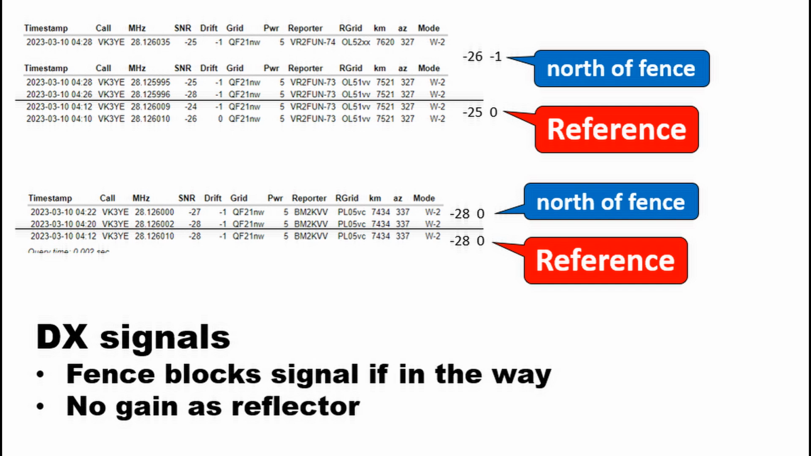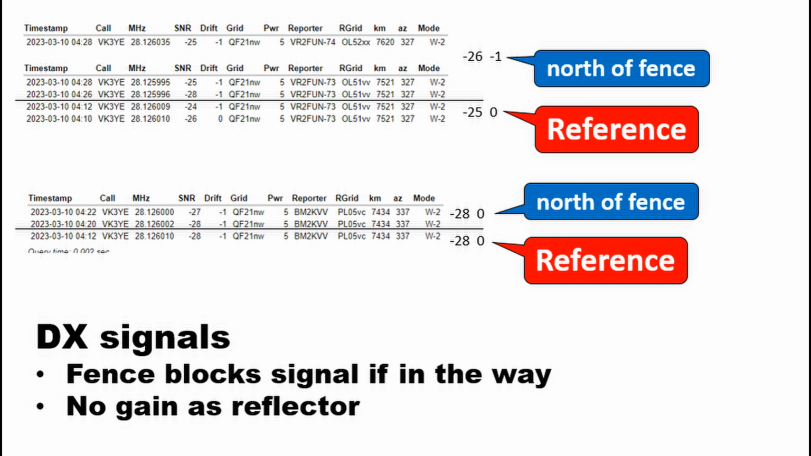327 degrees and BM2KVV, not far away, I don't think, at 337 degrees. So around 7,500 kilometres away, almost due north. That's 360 degrees. Anyway, you'll notice there's only two cases where I was received. In both cases, when I was on the south side of the fence, neither of them were receiving me. When I was in the clear, or when I was on the north side of the fence, I was getting received.